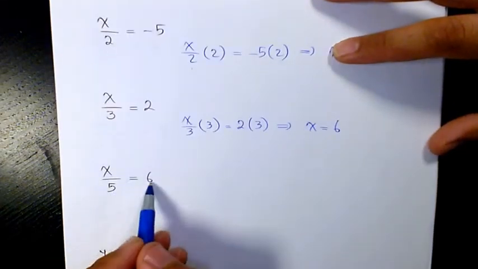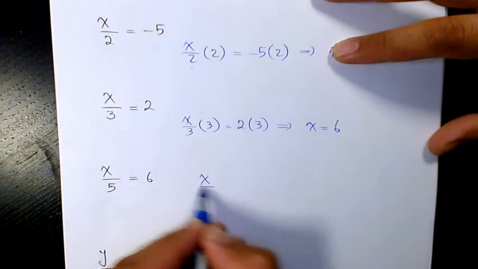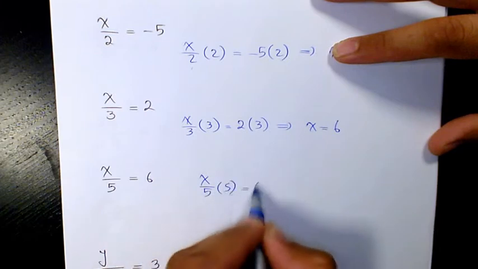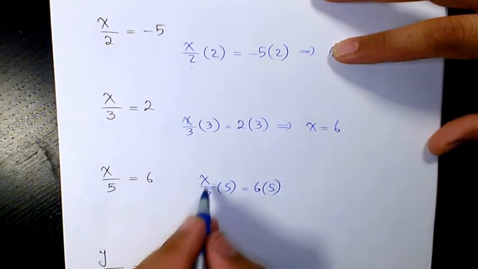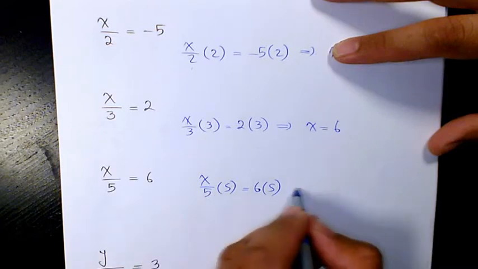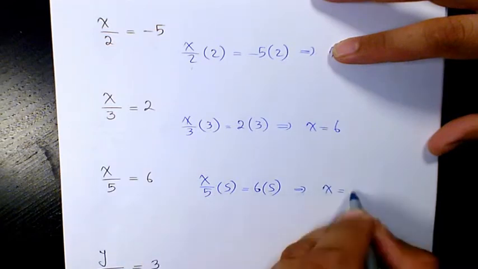X divided by 5 equals 6. So in order to isolate it, we need to multiply both sides by 5. So 5 divided by 5 cancels out. We have x. 5 times 6 equals 30.